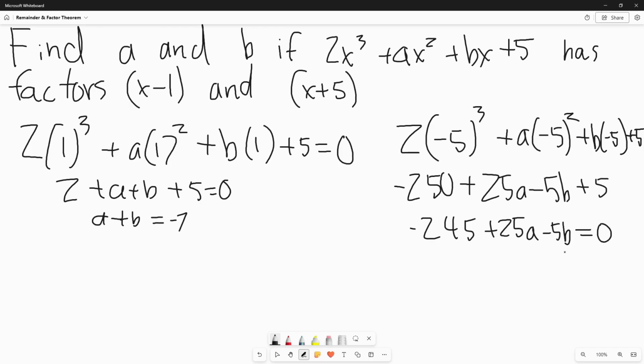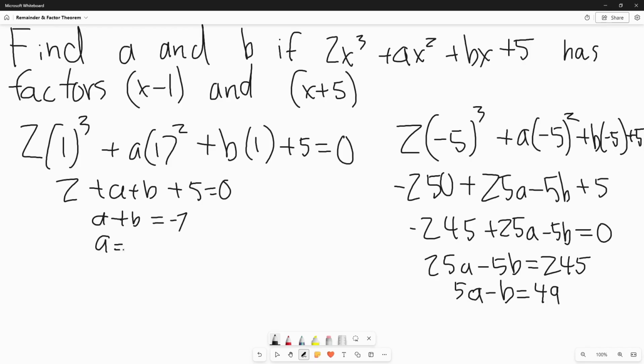And then let's put the 245 on the other side. So 25a minus 5b equals 245. And if we divide the whole thing by 5, we get 5a minus b is equal to 49. So now we have two equations. a plus b equals -7 and 5a minus b equals 49. So let's do the same thing we did last time. Set a by itself. a equals -7 minus b, and plug it back into the other equation.